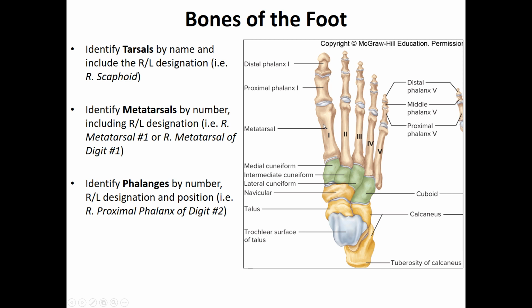And just like with the hand, when you're identifying the phalanges, make sure that you're naming them by their number, their right and left designation, and their position. The big toe is going to be made up of the proximal phalanx of digit 1 as well as the distal phalanx of digit 1, while digits 2 through 5 have all 3, the proximal, the middle, and the distal phalanges.